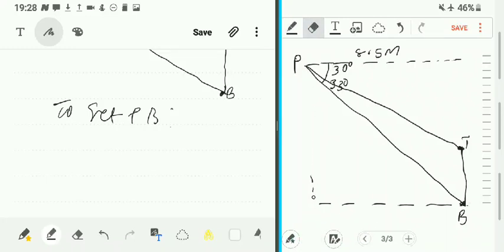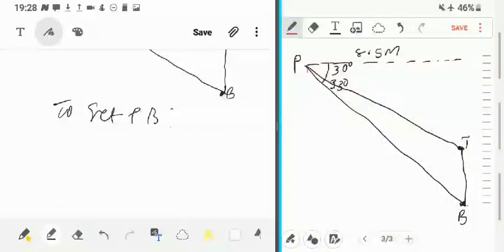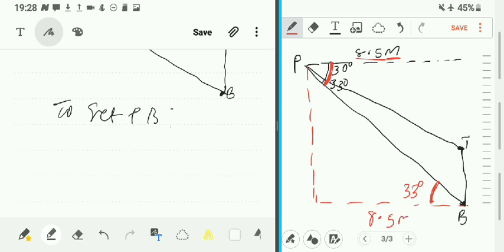Let me clean it and make it more descriptive. Since it's not part of the diagram initially, let me use something else to represent it. So this is just an extension. Now this angle here, the whole of this angle is going to be equal to what? Alternate angle. So this one is what? 33 degrees. Something can help us here. This is 8.5. Definitely this is also going to be 8.5. Is it meters or kilometers? Kilometers.